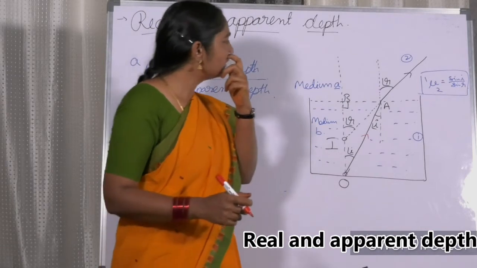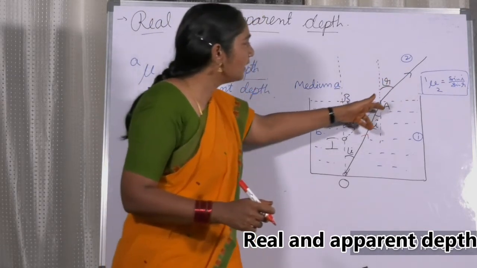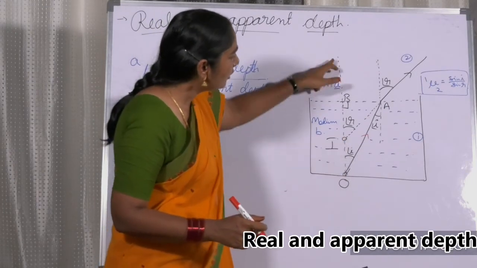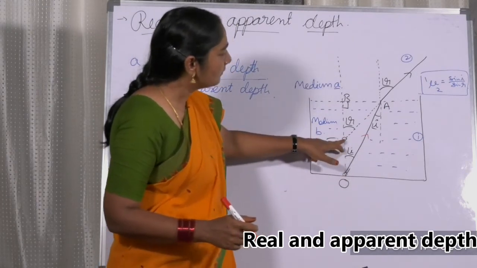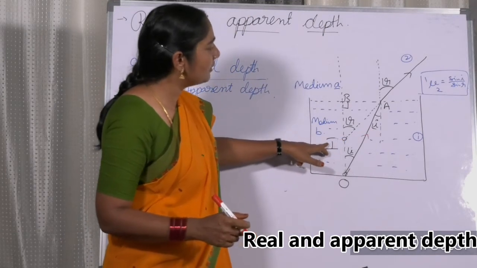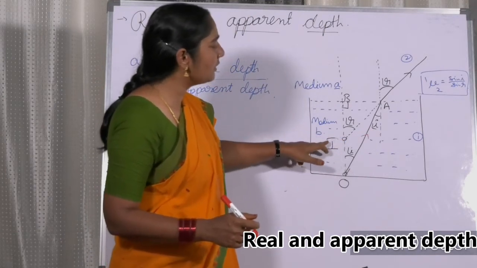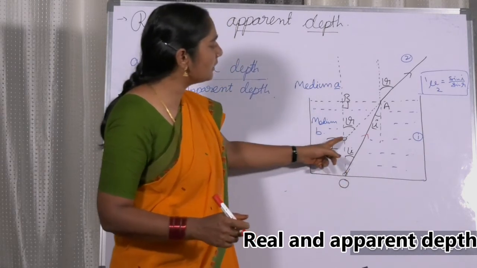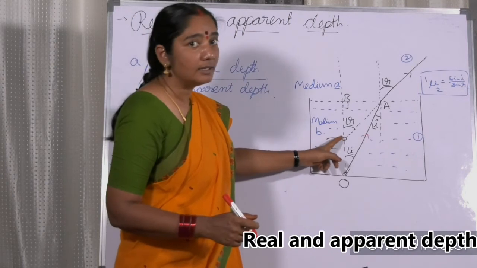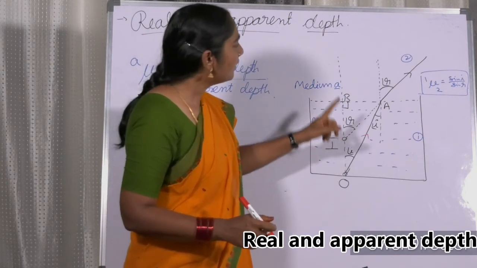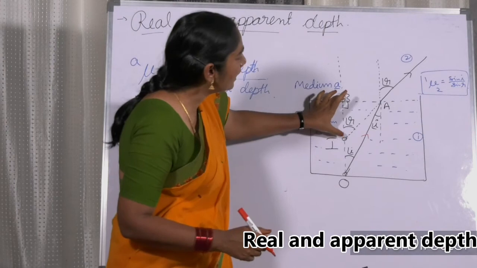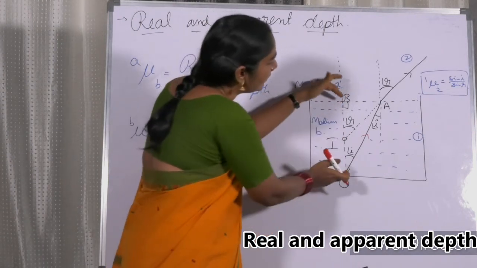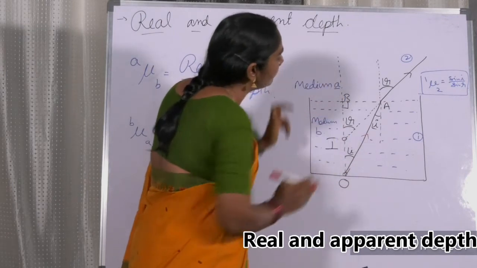So my dear friends, if you extend this ray, it meets the normal at this position. This is the position where you observe the image, the apparent position of the image. Really the object is placed here, but it appears as if the object is placed here. So this depth is called the apparent depth and this depth is called the real depth.